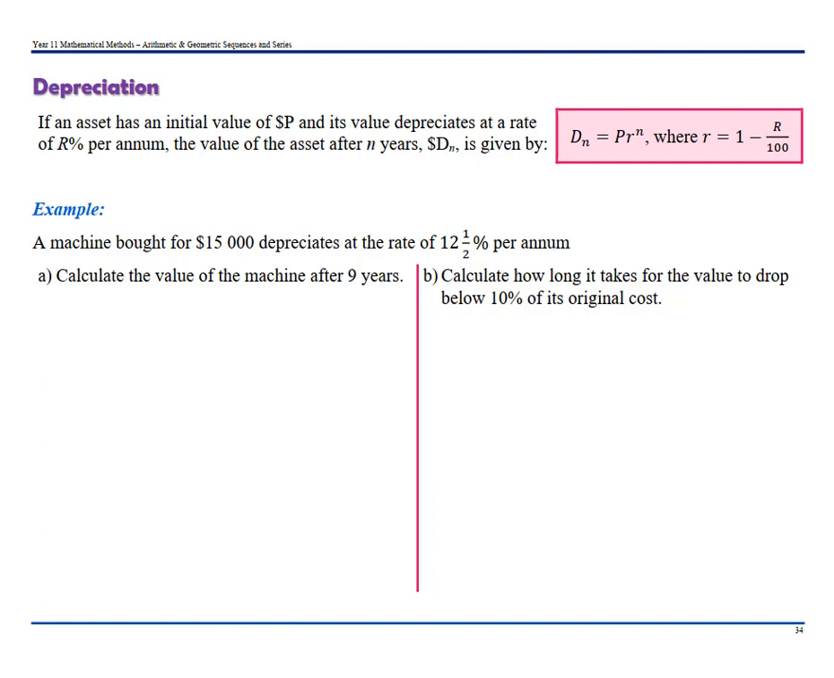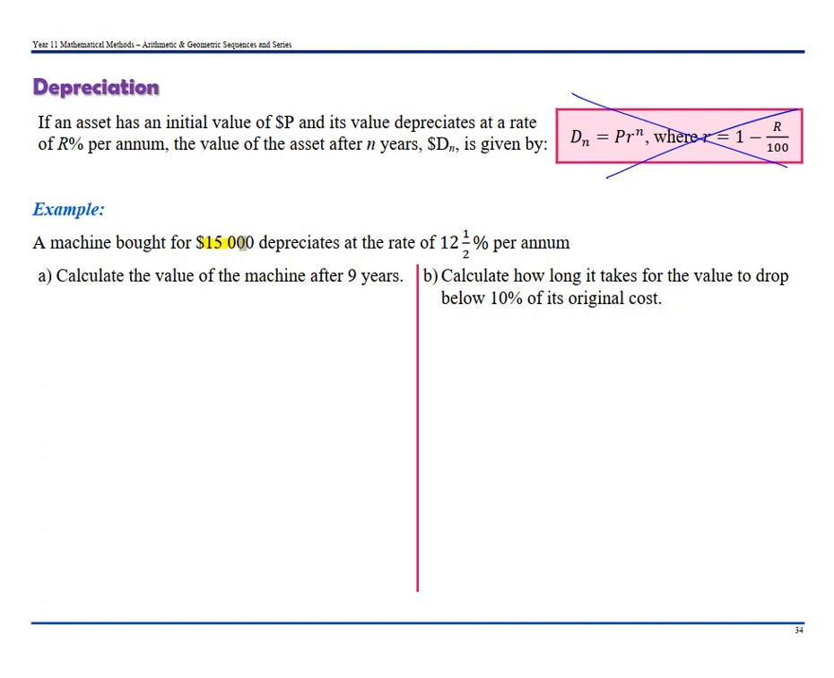Let's look at depreciation. That's when things go down. So if an asset has initial value of P dollars and its value depreciates at a rate of R% per annum, the value of the asset after N years, which is determined as D to the base N, is given by, and there is a formula there. But you don't need to remember the formula. Okay, just learn what's going on and apply your knowledge.